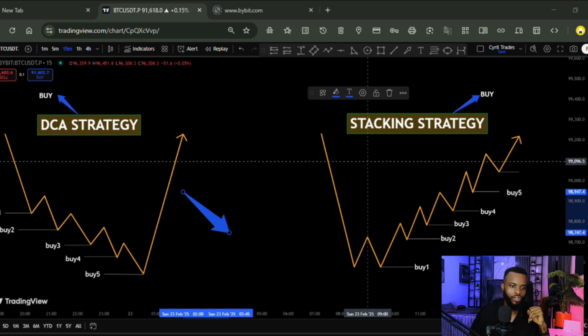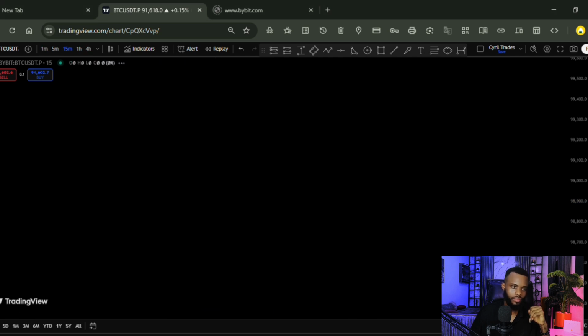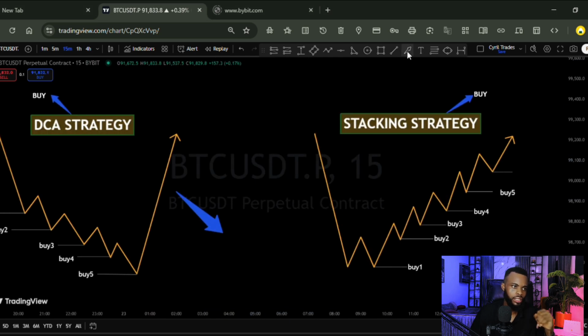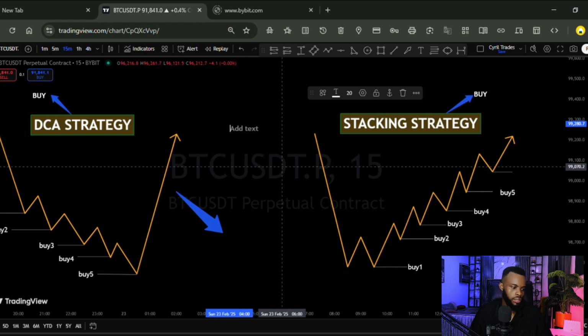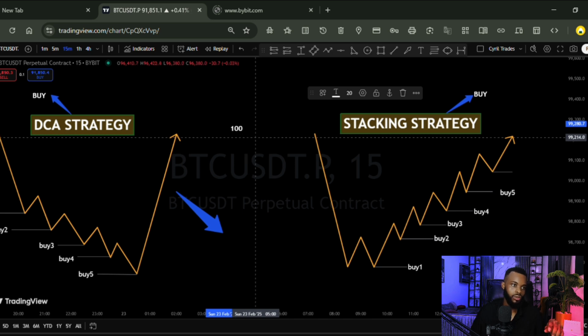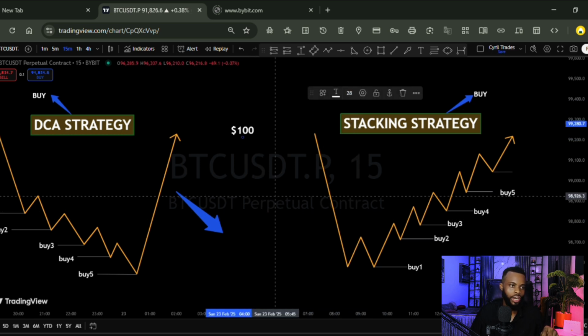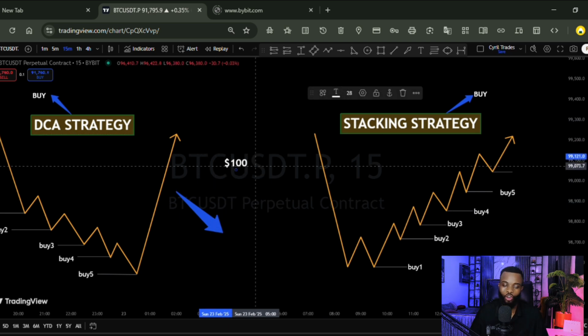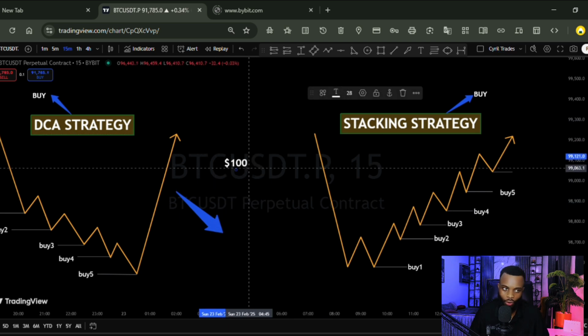Okay, so let's say you have $100 capital right here, right? This is your $100 capital. Now this $100 capital is the money you want to use to trade. It's not as if it's the whole of your capital. Like the whole of your portfolio account is maybe $1,000. Let's use $1,000. Or maybe $10,000.